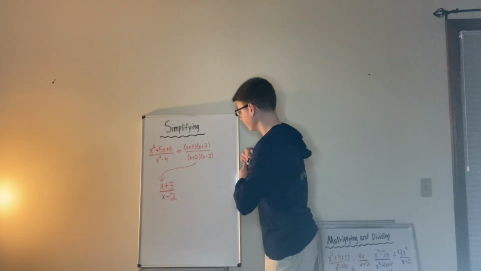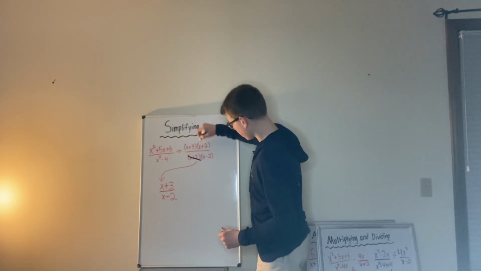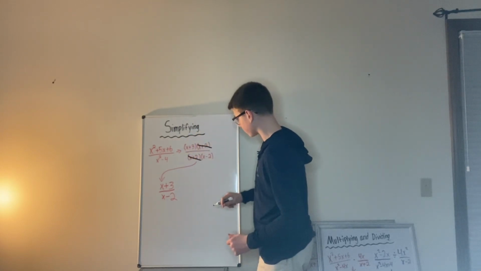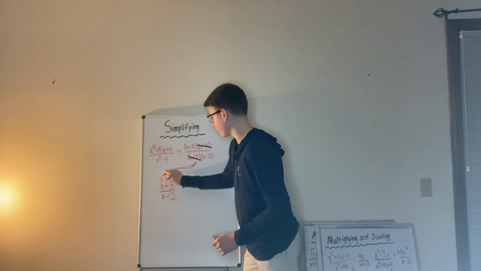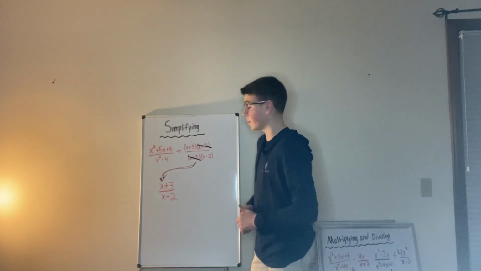And then here, we have an x plus 2 in the numerator and denominator. So we can just cross that off, and then move these on down. So it'll be x plus 3 over x minus 2.